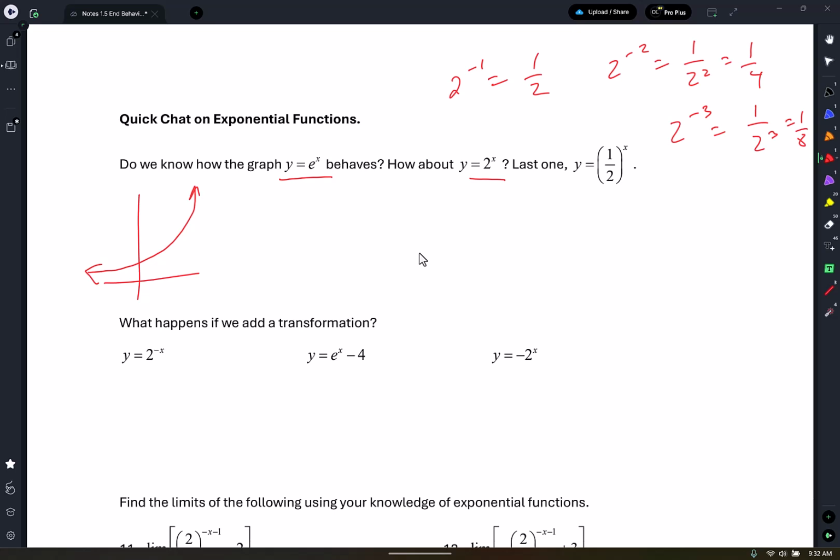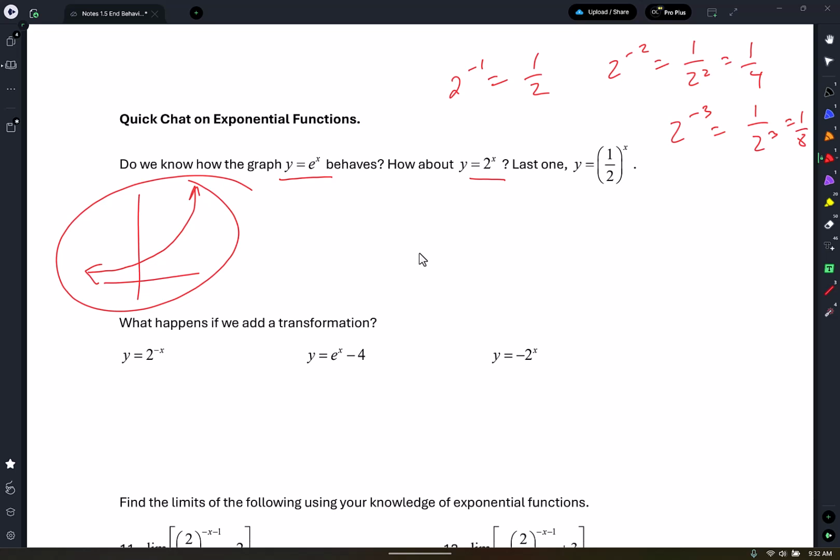Does it matter the number or will the behavior stay the same? So if I had y equals 6 to the x, the graph will look the same. Of course, the output will be different because it's a different base. But the graph will look relatively the same. Does that make sense, guys?